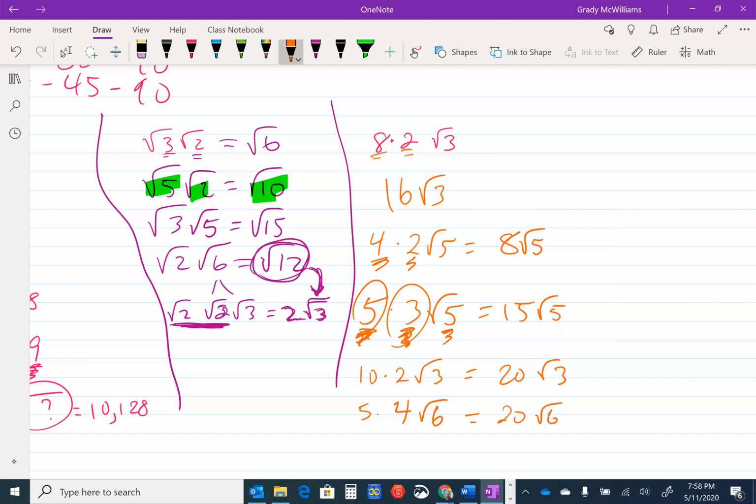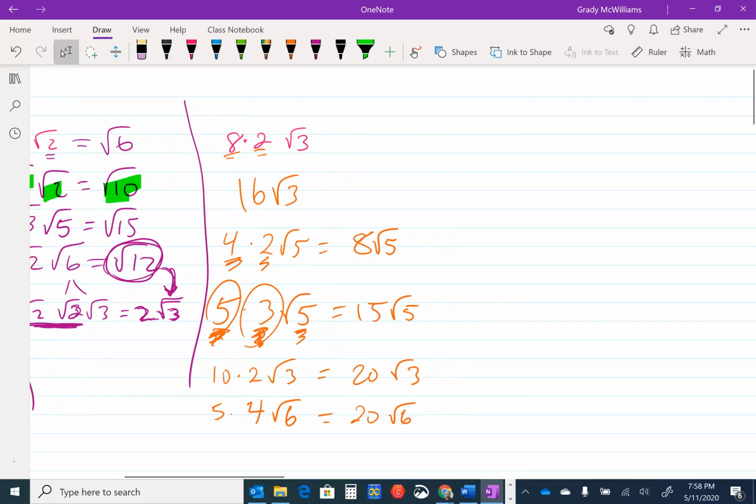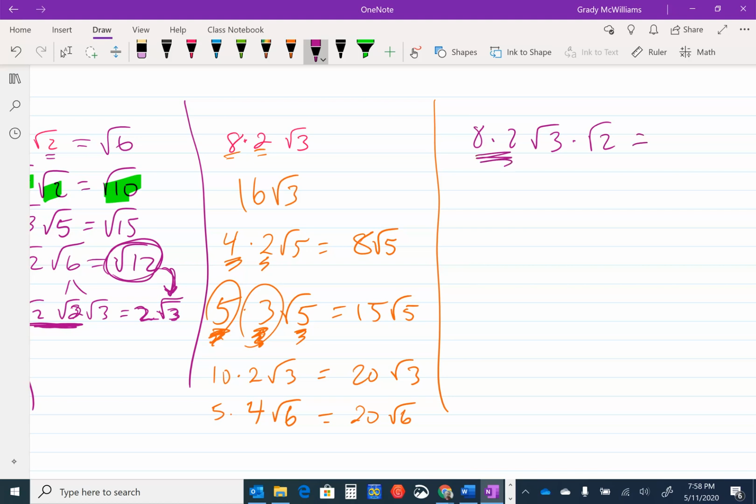Should be 20 square root of 6. Okay, kind of getting the idea? Okay, and then the last situation is what happens when some are under square root and some are not. So let's say like this times 3 times square root of 2. Well, these two numbers get multiplied together, makes 16. These two numbers get multiplied together, that makes the square root of 6. There's your answer, 16 square root of 6.